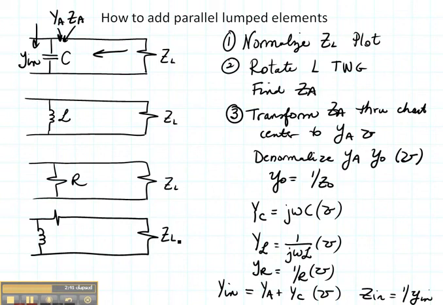I would start out with my load, normalize it, transform it through the length until I got to this point. I would add in ZR because that's in series. Then I would plot that on the Smith chart, and then I would rotate it through the center until I got to YA. Then I would calculate Z of the inductor, calculate Y of the inductor, and if I wanted to find Y input, that would be YA plus YL.